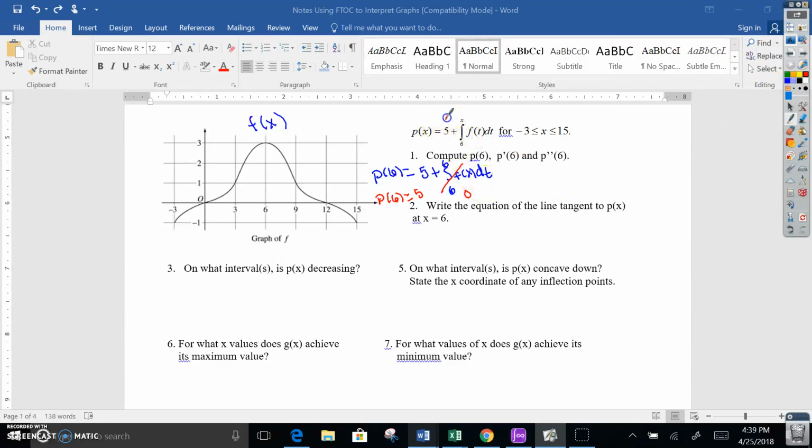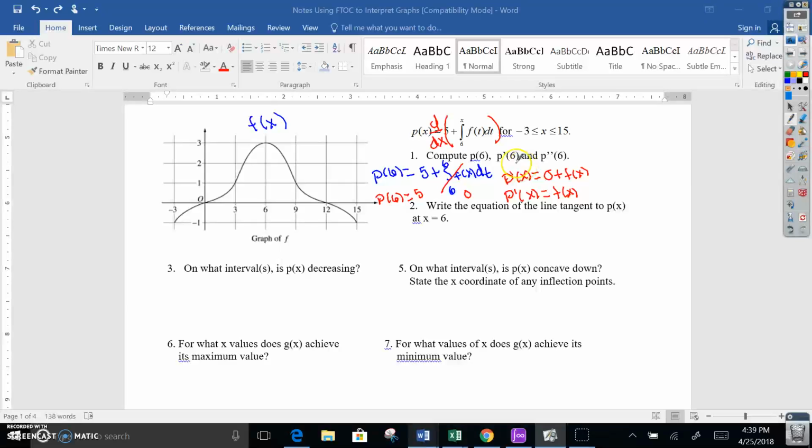The next question asks for P prime at 6. So we're going to have to take the derivative of this. Well, let's go piece by piece. I'm first going to take the derivative of 5. So P prime of x is going to be the derivative of 5, a constant, so I'm just going to make it 0, plus the derivative of the integral, which we know cancels, and then I plug in my x, so I get f of x. Although the function looked a little different than the previous example, in the end, P prime of x is still just f of x.